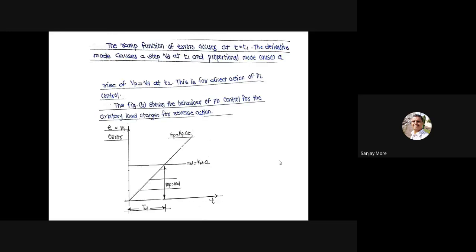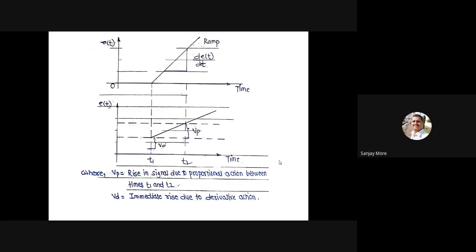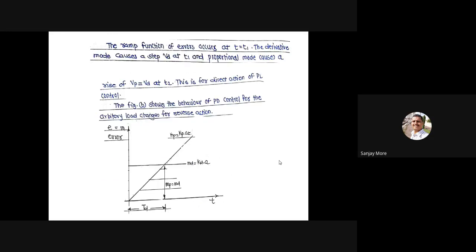Then write down: the ramp function of error occurs at t equal to t1, and the derivative mode causes a step Vd at t1, and the proportional mode causes a rise of Vp equal to Vd at t2. Here Vd is at t1 and Vp is at t2. Therefore Vp is equal to Vd at t2. This is for direct action of the PD control.